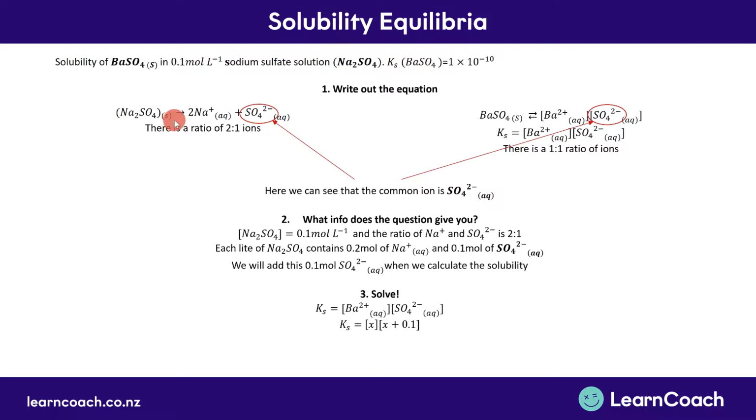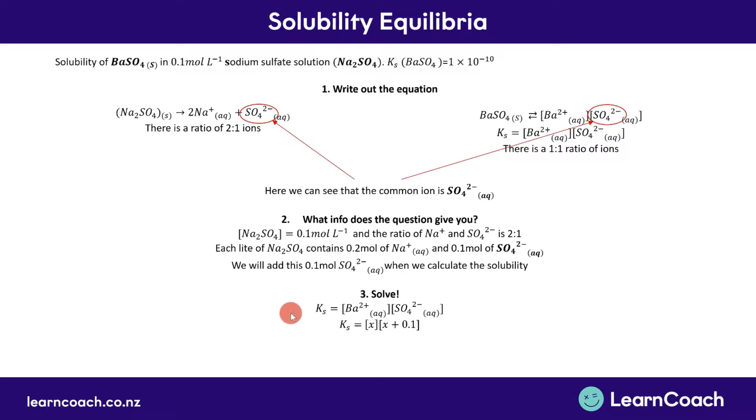All the Na2SO4 has split into Na+ and SO4 2-. Every Na2SO4 that splits gives off 2 Na+ and 1 SO4 2-. So from this we can work out that for each litre of Na2SO4 that splits, it will create 0.2 moles of Na+ and 0.1 moles of SO4 2-. So now we know how much SO4 2- we've started with before we start calculating the solubility.